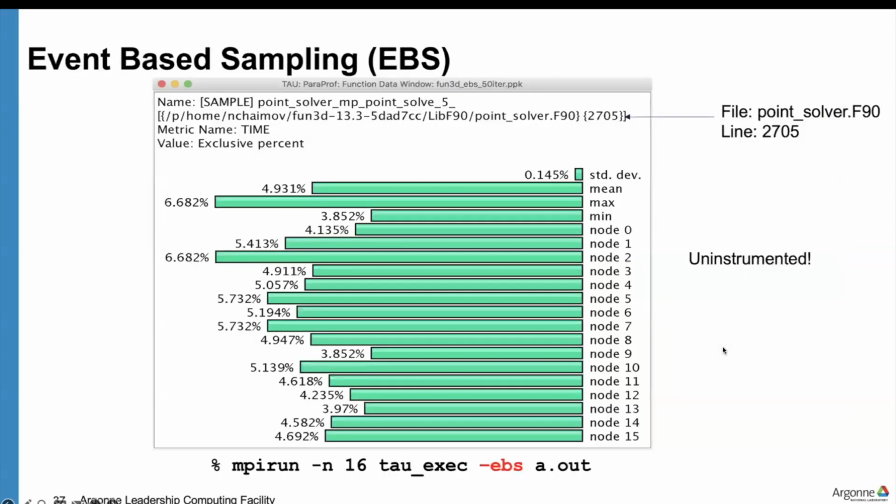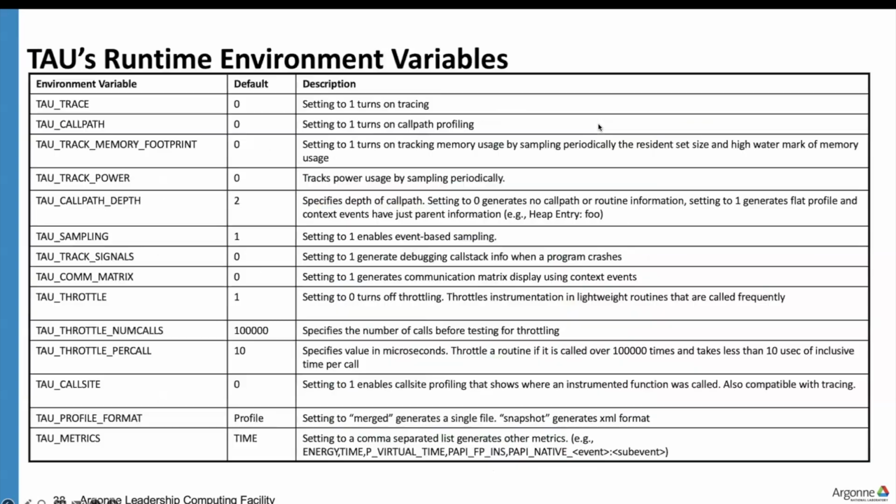This is event-based sampling, which shows you along all the MPI ranks, when you launch tau exec with the EBS, which file, which function, which line number was associated with samples that were collected and what they represent in terms of the percentage value. This is an uninstrumented application, but it can show you the exact line where the time was spent.